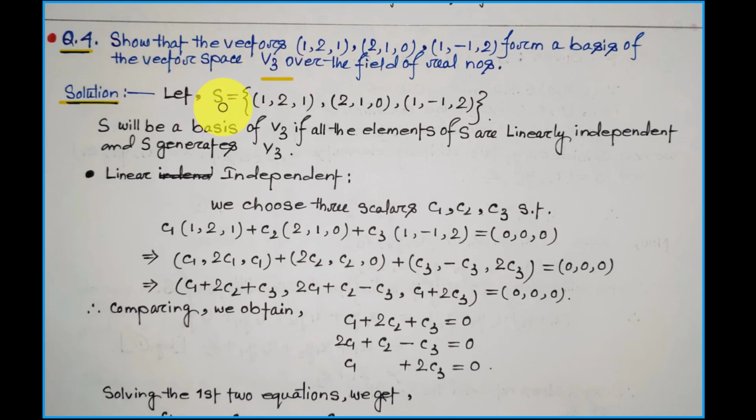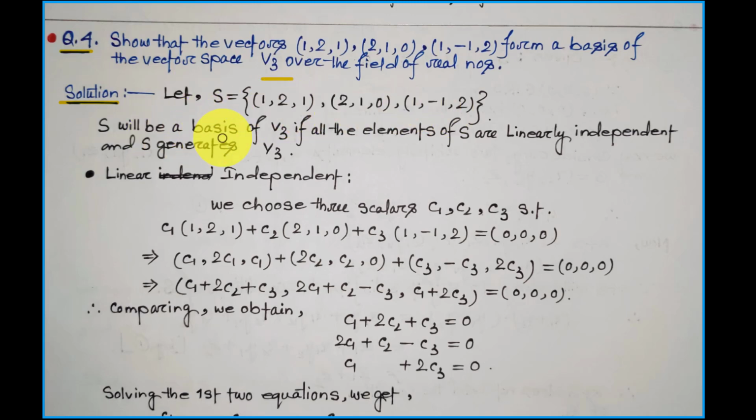So let capital S equal to the set 1 2 1, this is our first element, 2 1 0 second element, 1 minus 1 2, this is our third element. Now you see V3, and here each element of S has the 3 components. This is our first component, second component, third component, and so on.